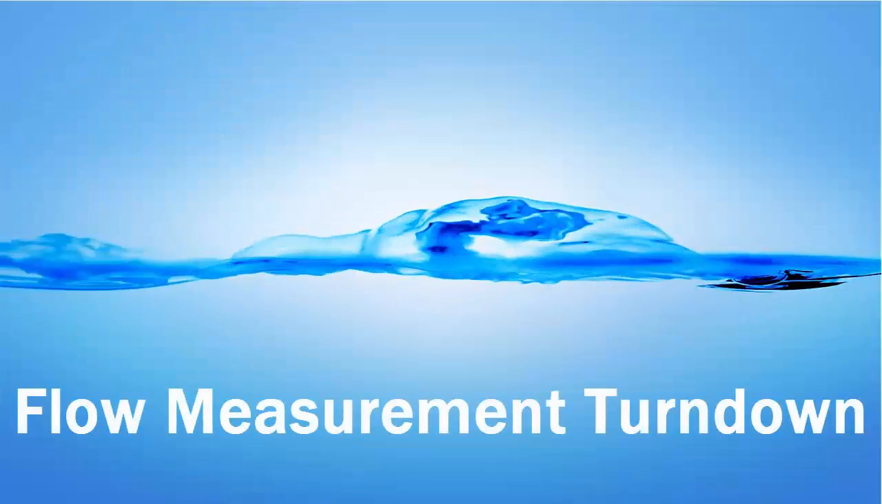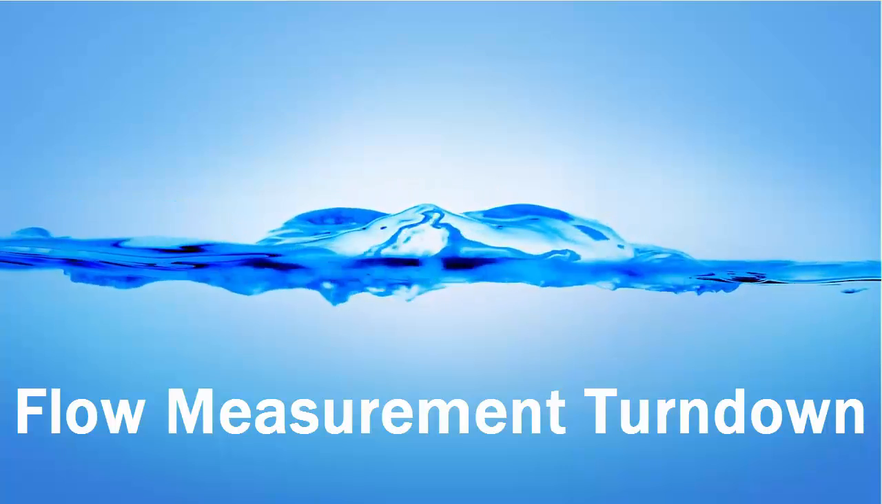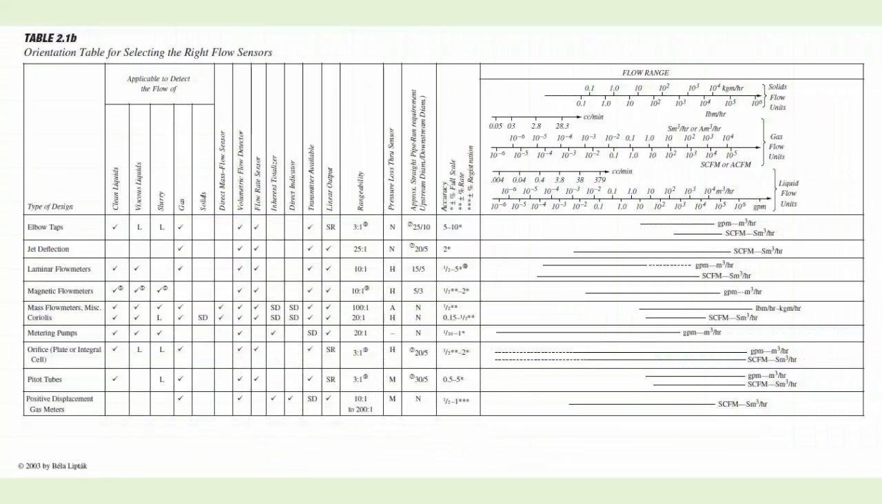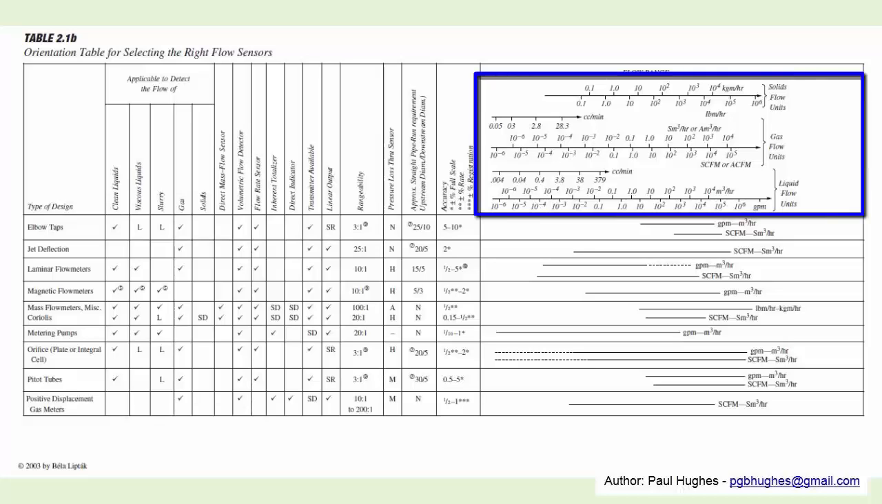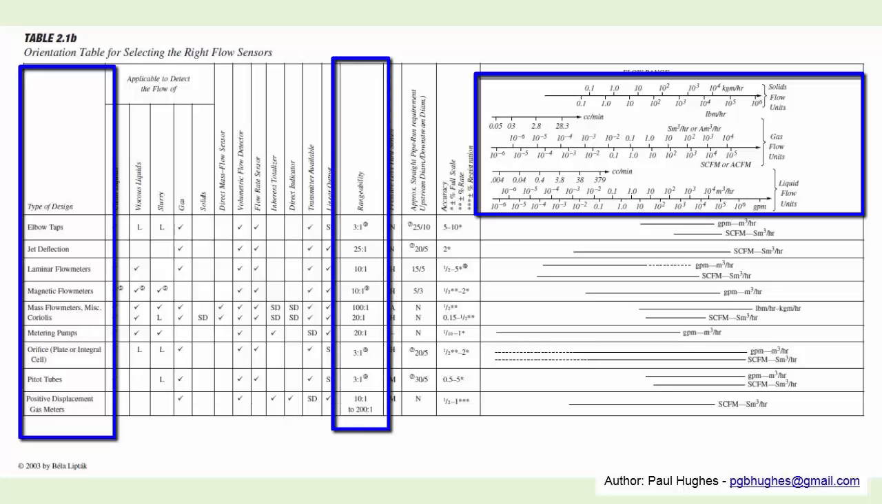Now that we understand the installed characteristics of a control valve, the next problem is flow measurement turn down and controlling that. This is an extract from Liptak's book on flow elements. You will see it gives a good idea of what range you could work with for a given type of flow meter, as well as the rangeability or turn down of the flow meter. And that's quite important to understand.